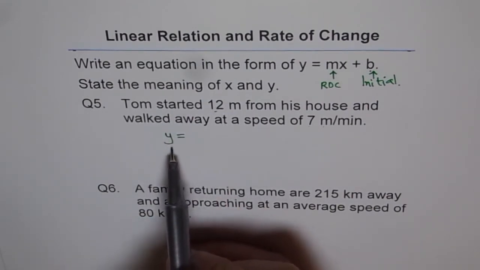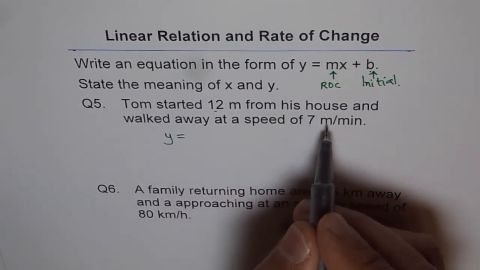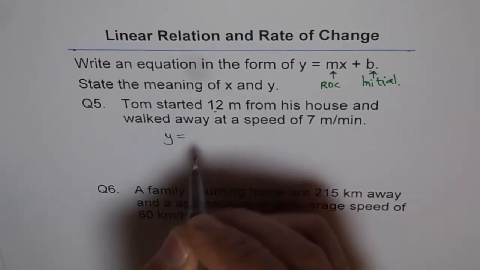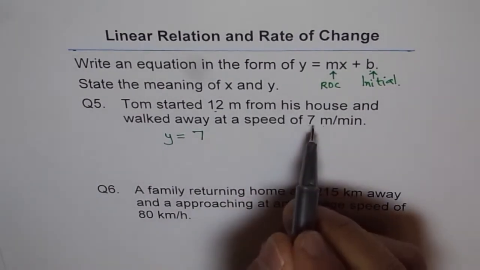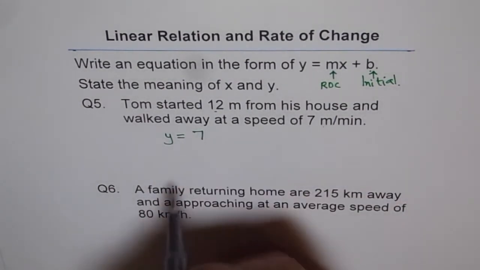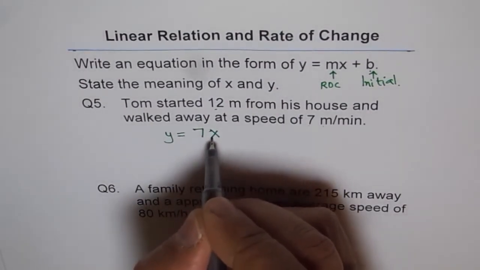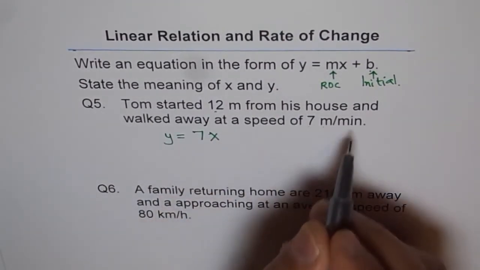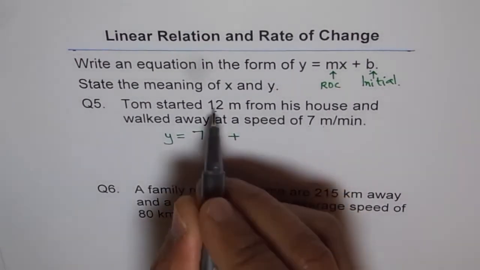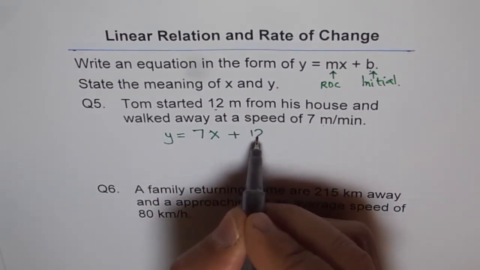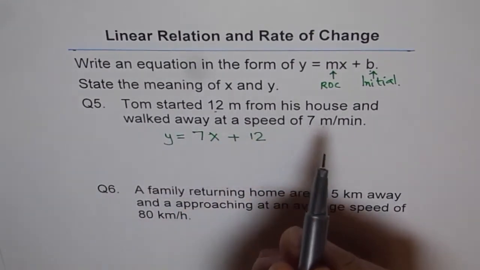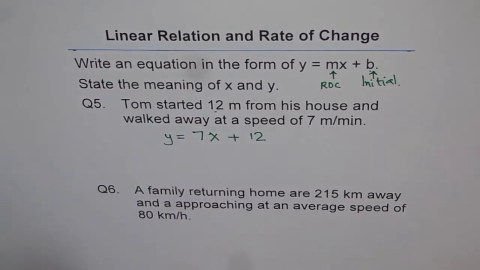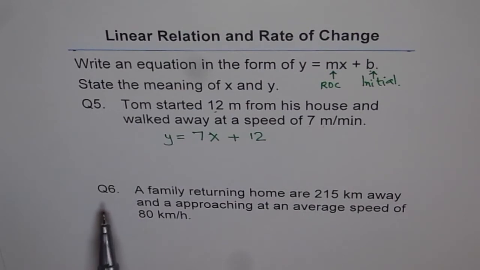So we get our equation y equals 7, the 7 meters per minute. So 7 is the rate at which Tom is walking away. So distance is increasing, correct? So it is positive. 7x. x is time in minutes, plus the initial value, which is 12 meters, right? So every minute Tom will be 7 more meters away from his house. So that is how you can explain this equation, correct? Let's move on to the next question.